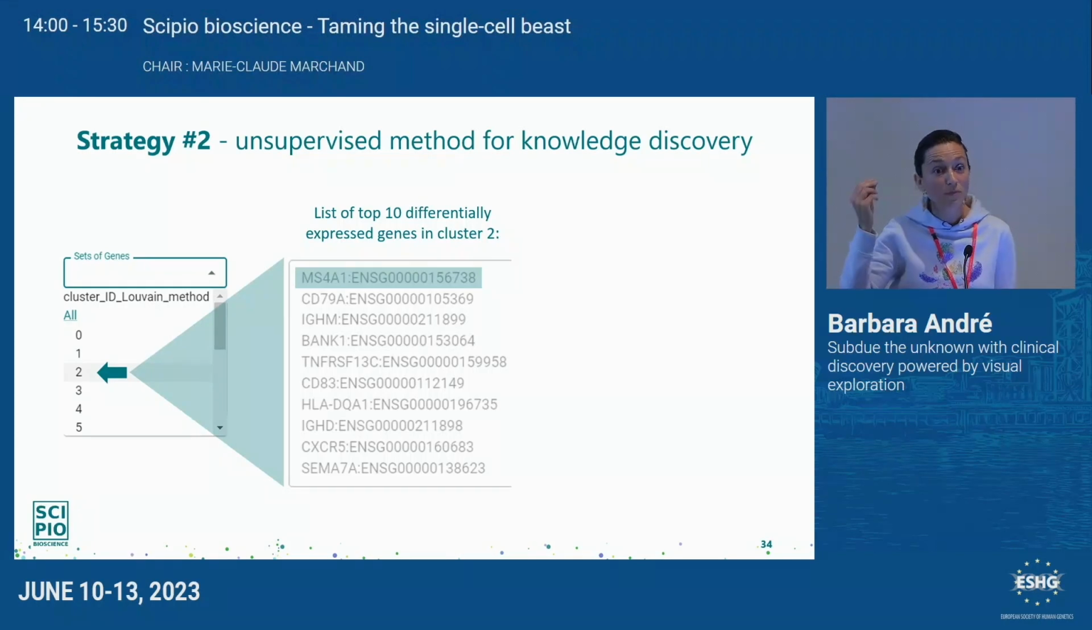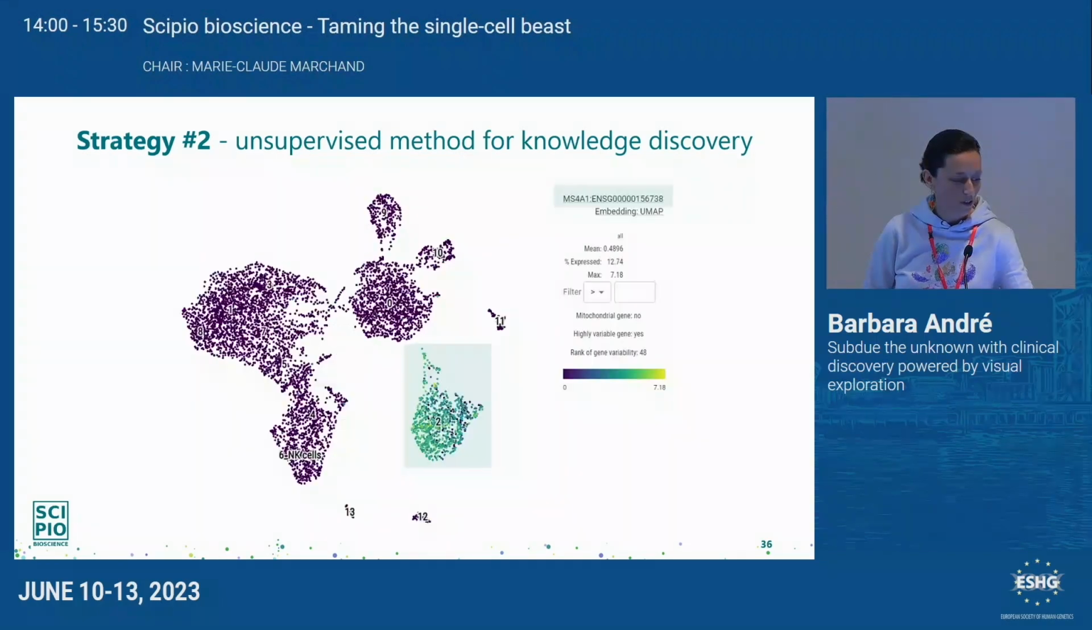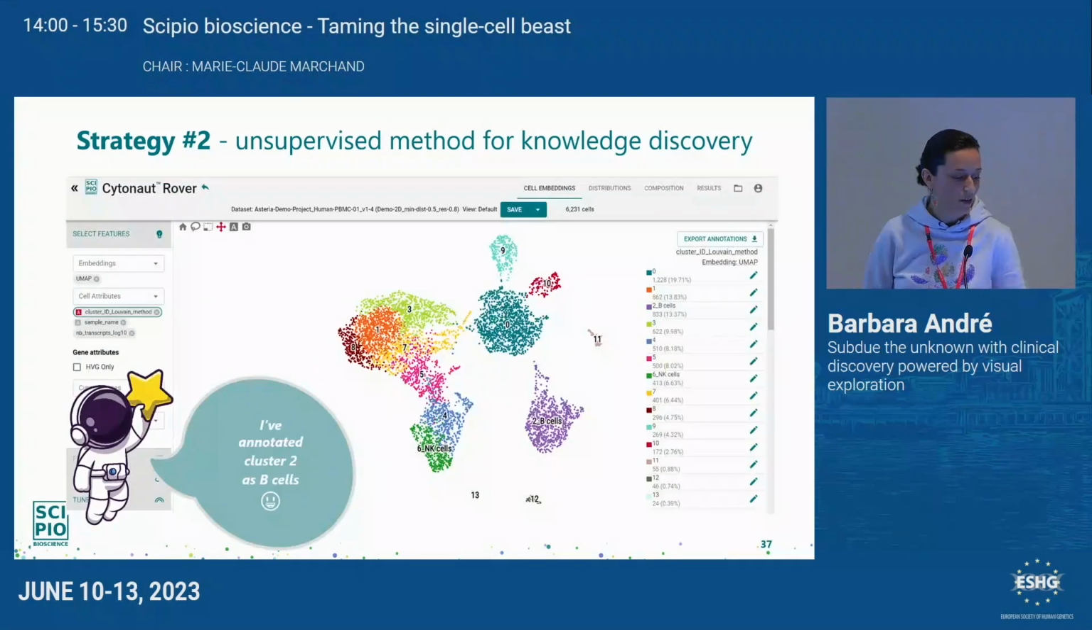So with Rover, with a simple click on the ID of the cluster, ID number 2, I can access the top 10 genes that are the most differentially expressed, positively expressed in cluster 2 when compared to the union of all the other clusters. So it's 1 versus all. And what do we see? We see that the very first one, MS4A1, is in fact a biomarker of B cells. This is well known. So we can deduce that cluster 2 is B cells, and we can now annotate it as well. This is our second star together.